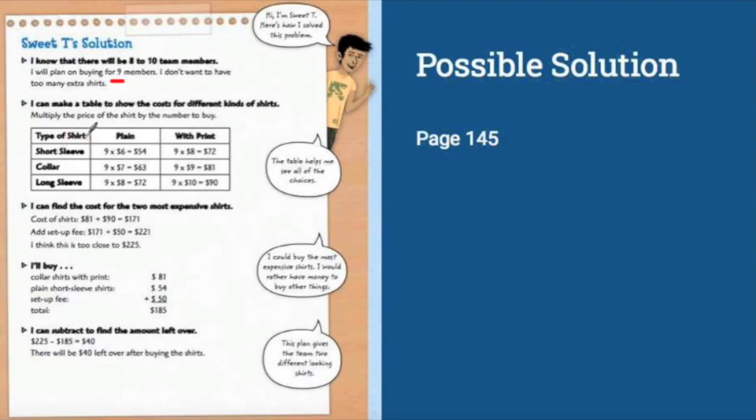So short sleeve, he's created this table. Remember I told you we were going to use a table, and he just created it showing short sleeve shirts, collared shirts, and long sleeve shirts. Remember, we can't spend more than $225, but we can have some left over, and we cannot forget that $50 setup fee.